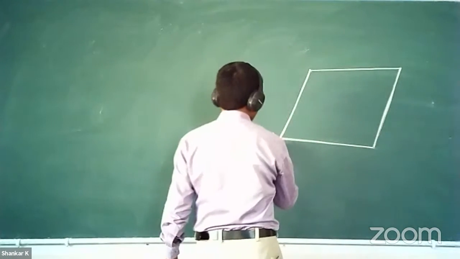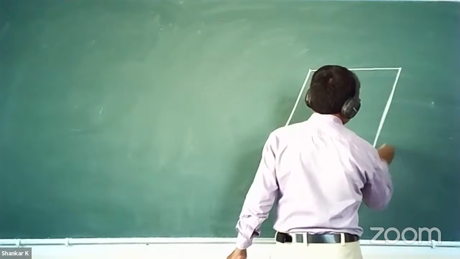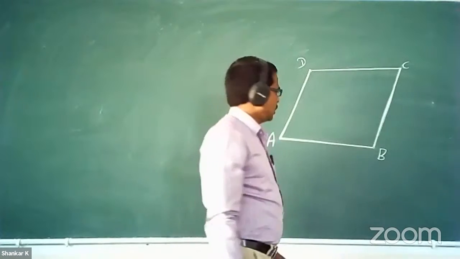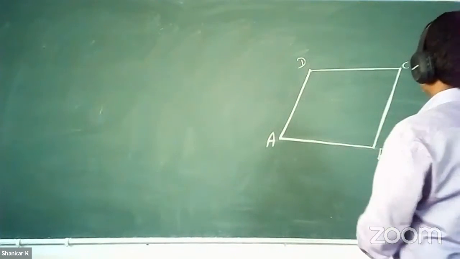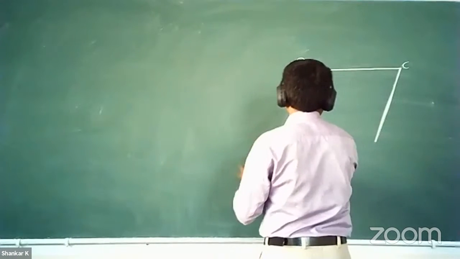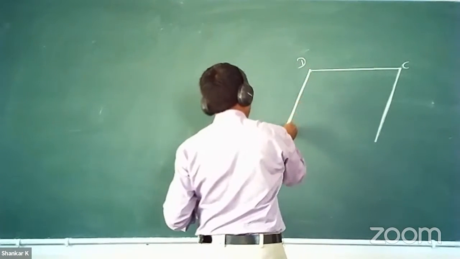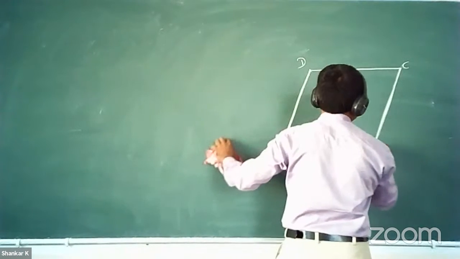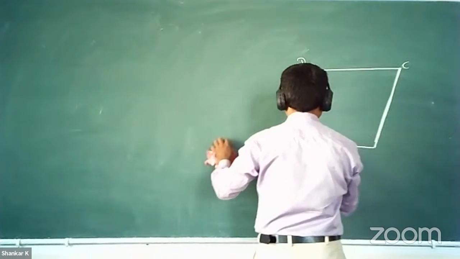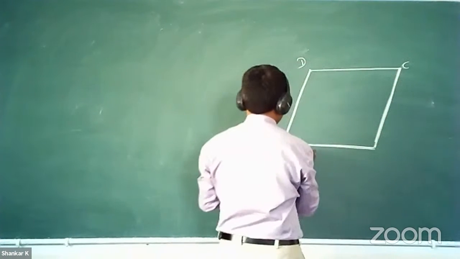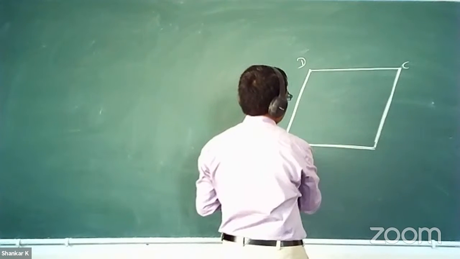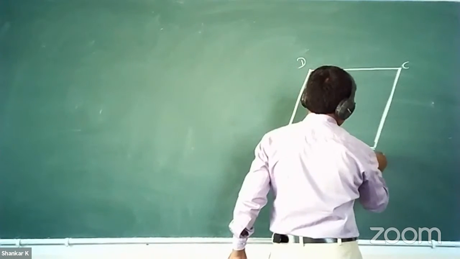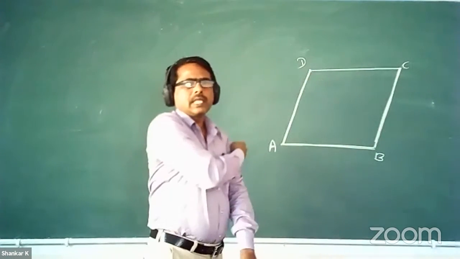Rough diagram. Okay, A, B, C, D. What they have given? They have given you a parallelogram. ABCD is a parallelogram.